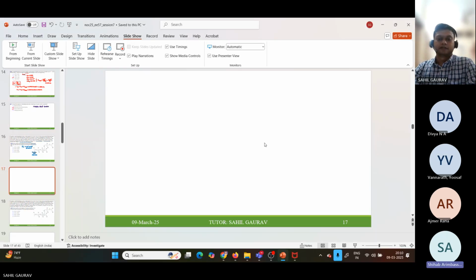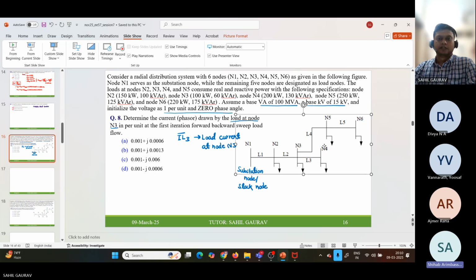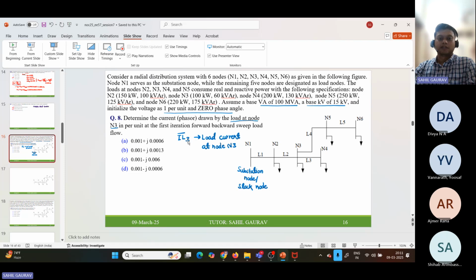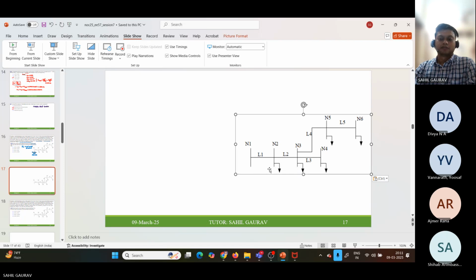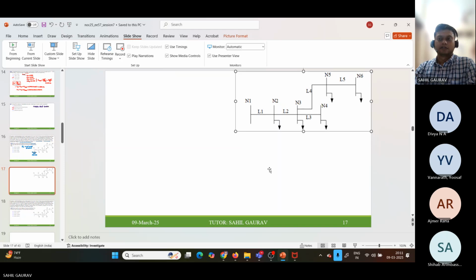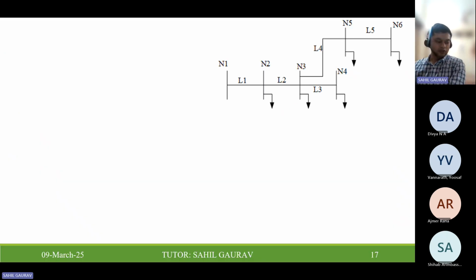Can you repeat what you told now, sir? IL3, load current at node 3 means? We represent load current by IL. That's why we represent this IL3 as load current at node N3. Okay. You can represent it any way, no problem.